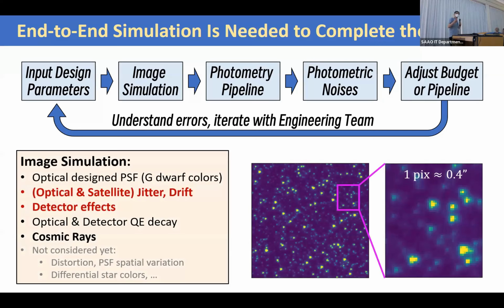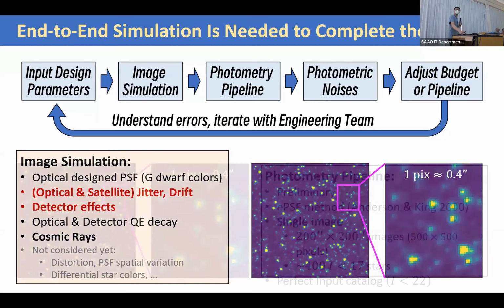So this is basically what our image simulation has included. We include the actual PSF and the satellite jitter, many of the detector effects and optical decay, as well as cosmic rays. So this is an example of the simulated images. So you can see, indeed, the blending is very severe. The field is very crowded.